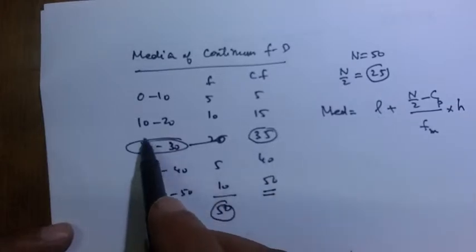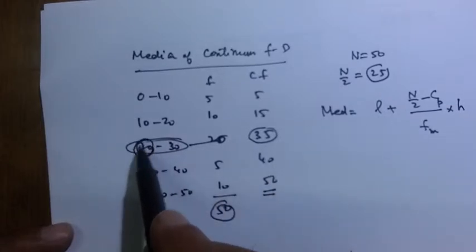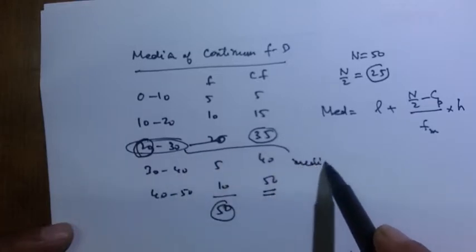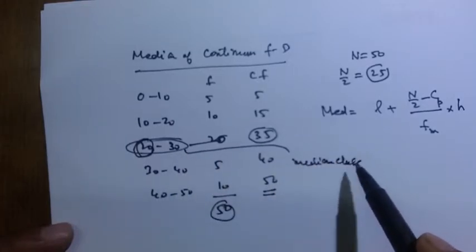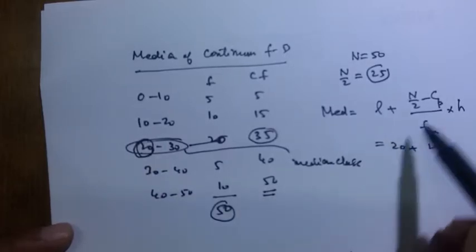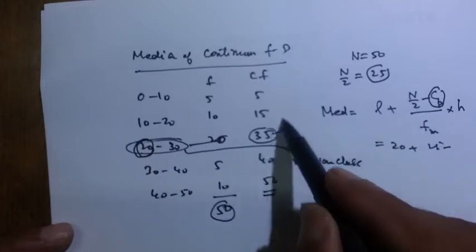What is L? L is the lower limit of this class. This class is called the median class. So we put 20 here. N by 2 means 25. I mean to say the cumulative frequency of the previous class means 15.